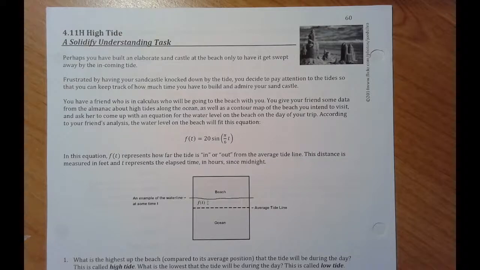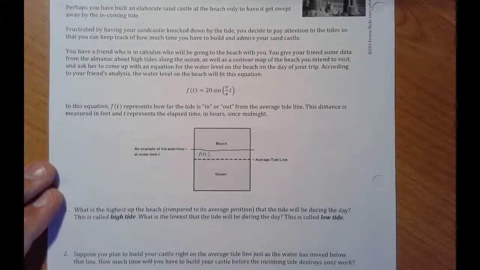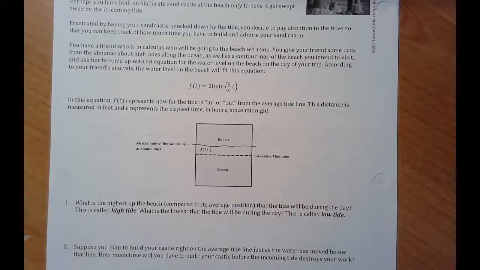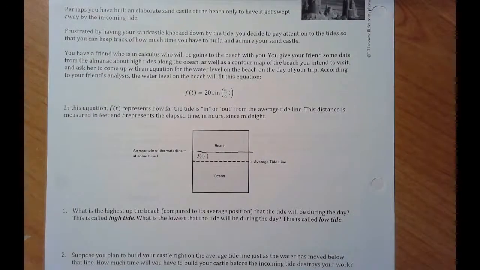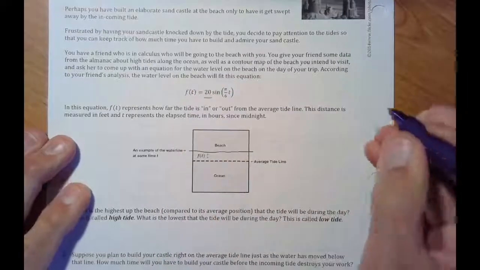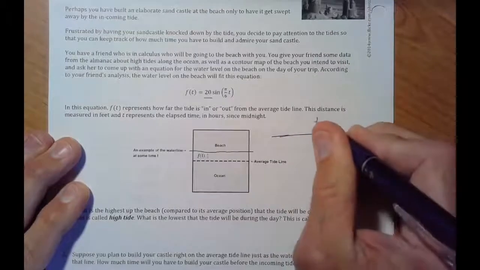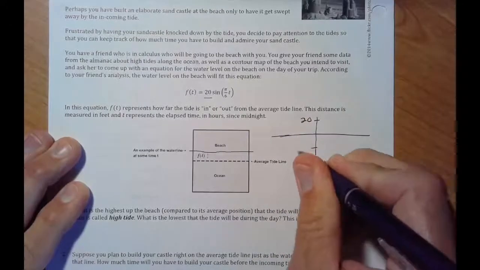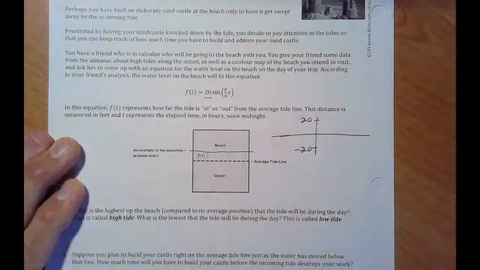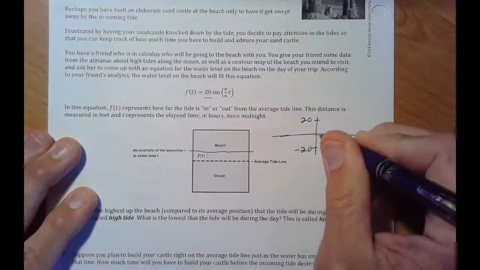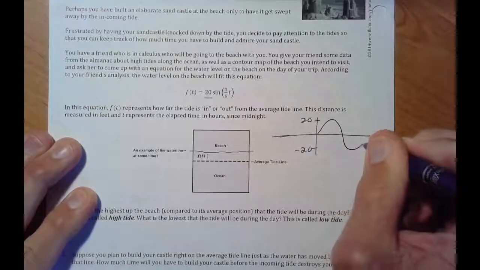So question 1 is asking, what is the highest up the beach compared to its average position that the tide would be during the day? This is called high tide. And what is the lowest that the tide will be during the day? This is called low tide. So keep in mind that because of this function, you have an amplitude of 20. We'll talk about the graph more directly in a minute. But the highest this graph would go would be 20 and negative 20, because this equation has no vertical shift. So whatever your tide is going to look like, it's going to be an equation something like this.